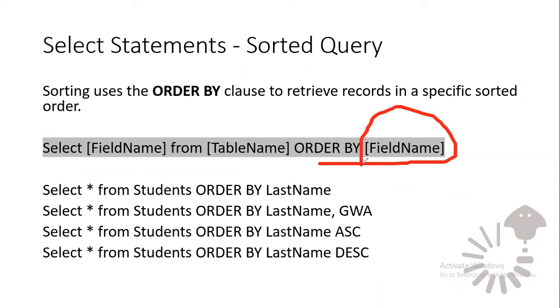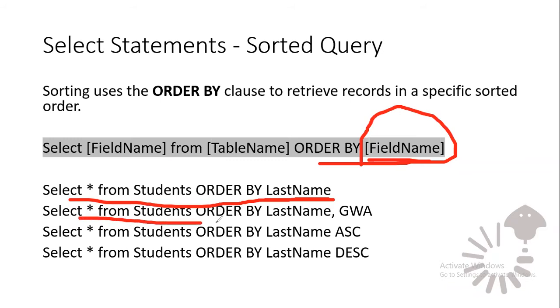Ano yung magiging criteria ko para pagsunod-sunodin? Student number ba? Year level ba? By name ba? By birthday? By age? Order by. So, you have to specify kung alin. Example, select all from students order by last name. So, i-alphabetical niya using the last name.